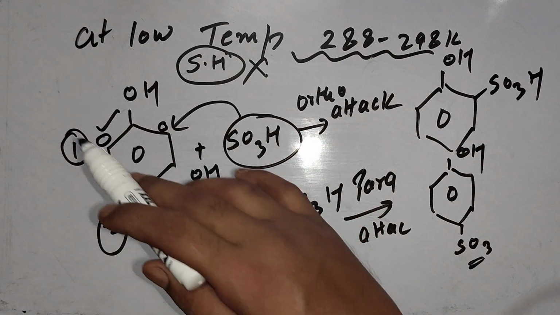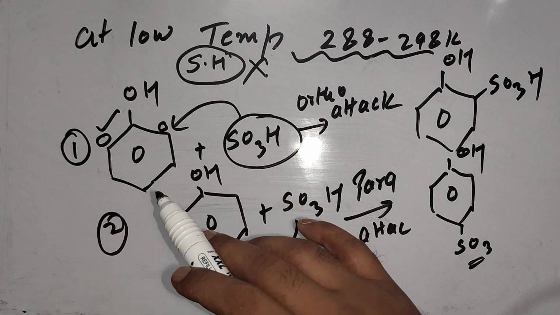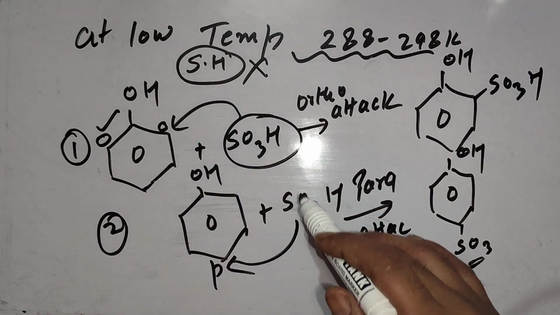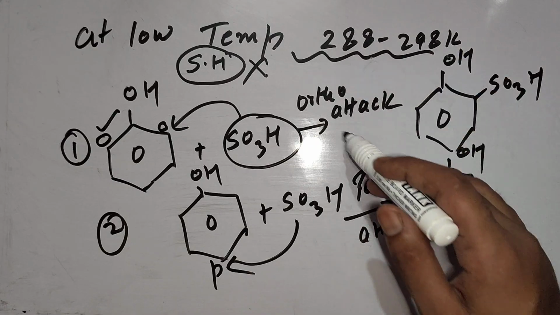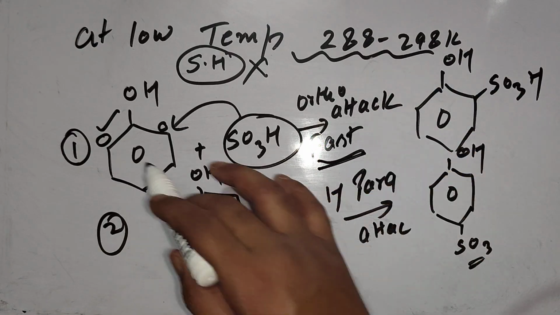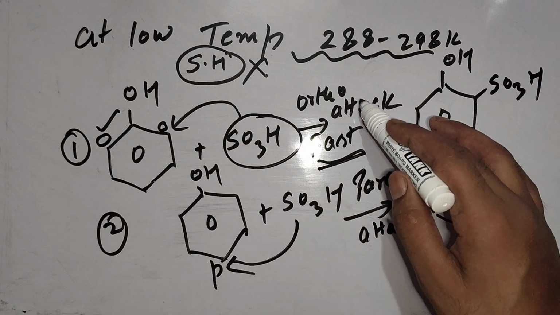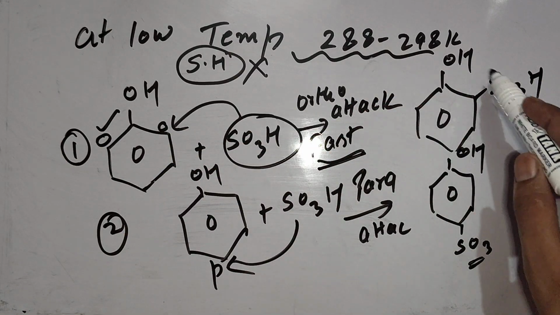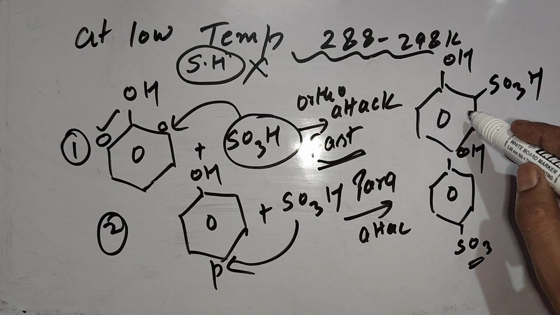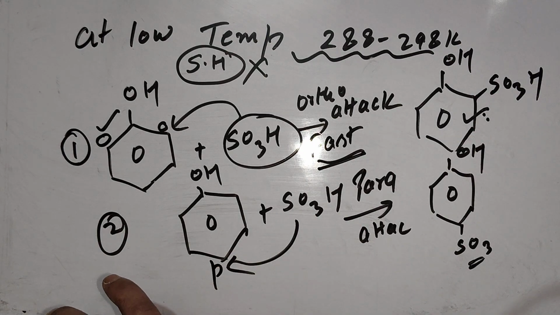Please check the definition, meaning of kinetically controlled product. The product which we are getting due to fast reaction. Out of ortho attack and para attack at this temperature, ortho attack is fast. Reason? 2 ortho positions are there and here only 1 para position. So because the ortho attack is fast, the ortho substituted product we will call kinetically controlled product. This is the reason.